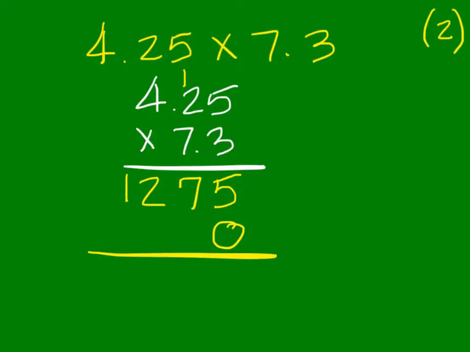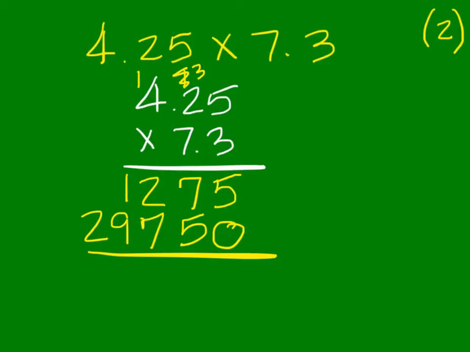Now put a 0 here. Underline, because you're now at the end of your multiplication. 7 times 5 is 35. You write the 5, but you carry the 3 over to this next one. You're doing 7 times 2, which is 14. 14 plus 3 is 17. Just write the 7 and carry that 1 over to here. 7 times 4 is 28, plus 1 is 29.